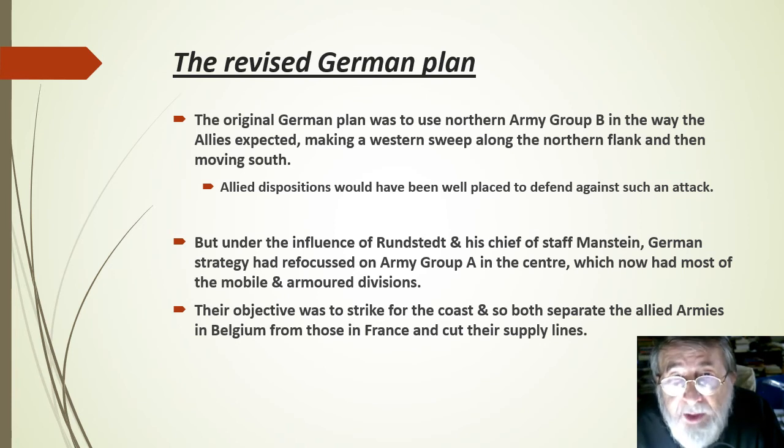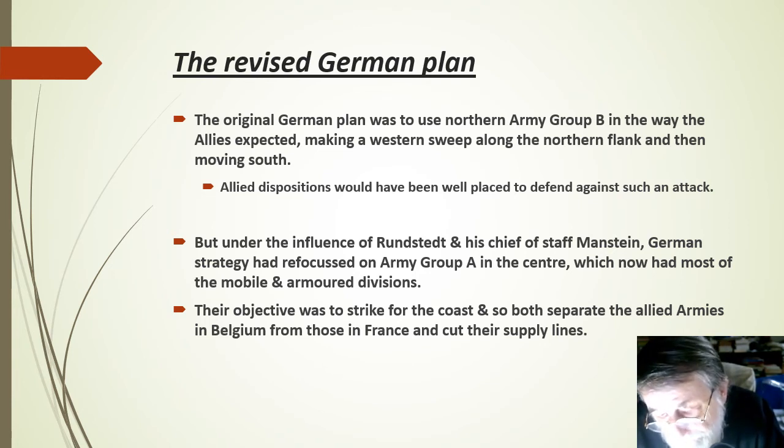But the Germans had by that point revised their planning. The original German plan was actually to use Army Group B in the way the Allies expected, making a western sweep along the northern flank and then moving south. This is essentially what they did with the Schlieffen Plan in World War I. Allied dispositions would, in that case, have been well placed to defend against such an attack.